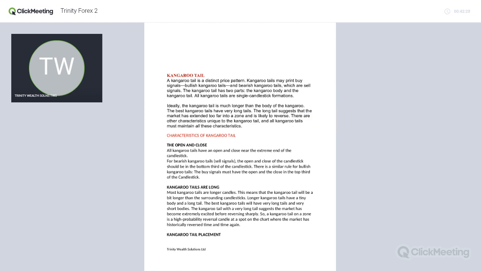Ideally, the kangaroo tail is much longer than the body of the kangaroo. The tail is what we are calling the wick. The tail is longer than the body of the kangaroo itself. So the best kangaroo tails have very long tails. The long tail suggests that the market has extended too far into a zone and is likely to reverse.